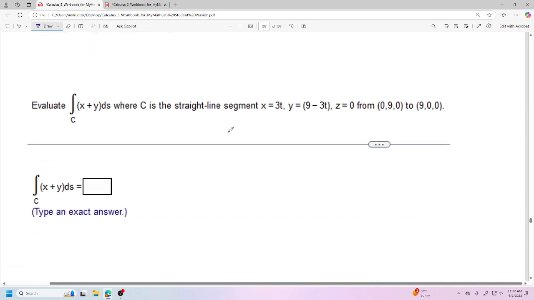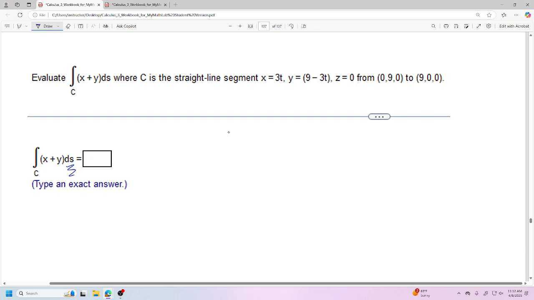So it says, do ds. In a way, the ds converts to this magnitude of v dt thing. This used to be a ds, and now we're converting it to this magnitude of v dt. So we're doing good things. We just need to figure out what they're wanting. First off, it says integral of x plus y. Do we have an x? Yes. Oh, look at that. Do we have a y? Oh, look at that.